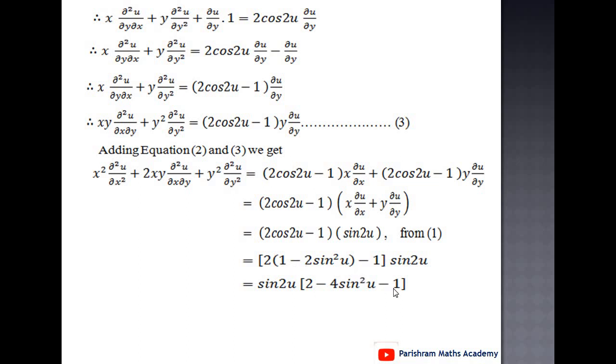And therefore x² into ∂²u/∂x² plus 2xy into ∂²u/∂x∂y plus y² into ∂²u/∂y² equal to sin 2u into 2 minus 1, that is 1 minus 4 sin² u, which is the required solution of the given example.